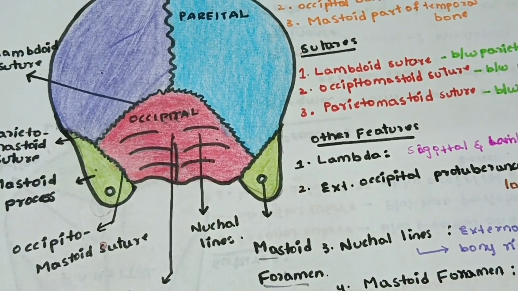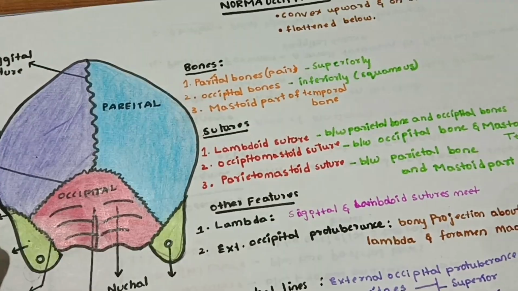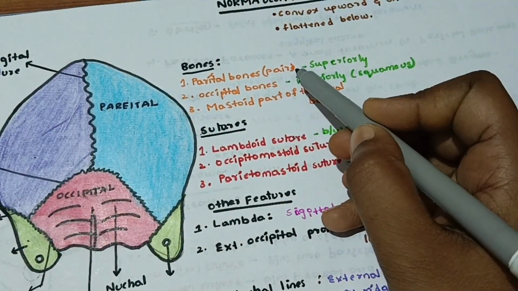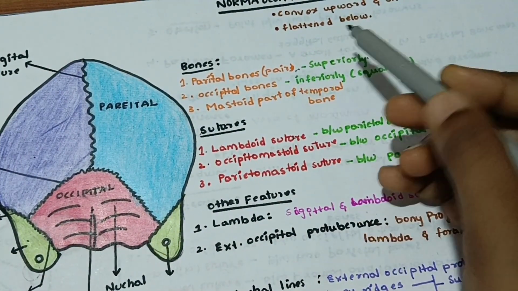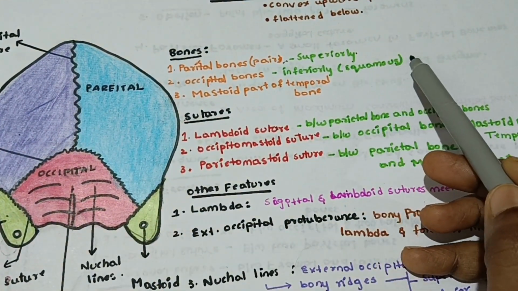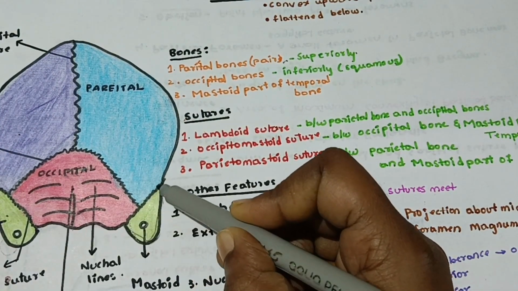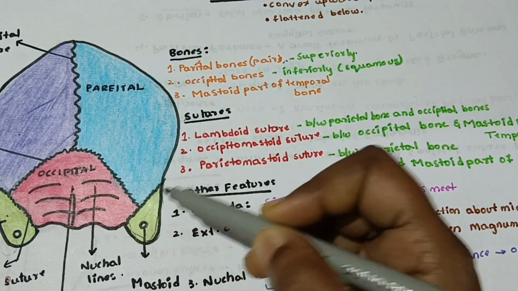This is the diagram of norma occipitalis. Now what are the bones? As I said, a pair of parietal bones superiorly, and the occipital bone inferiorly, the squamous part of the occipital bone, and the mastoid part of the temporal bone. This green shaded part is the mastoid part of the temporal bone.